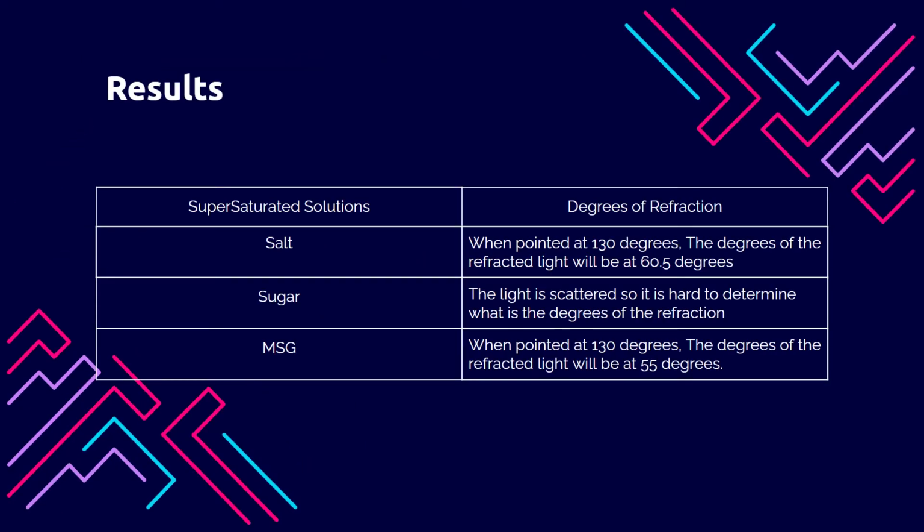Results: supersaturated solution, salt, sugar, MSG, degrees of refraction. The degrees of the refraction of the salt: when pointed at 130 degrees, the degrees of the refracted light will be at 60.5 degrees. For the degrees of refraction of the sugar, the light is scattered so it is hard to determine the degrees of the refraction. Degrees of the refraction of the MSG: when pointed at 130 degrees, the degrees of the refracted light will be at 55 degrees.